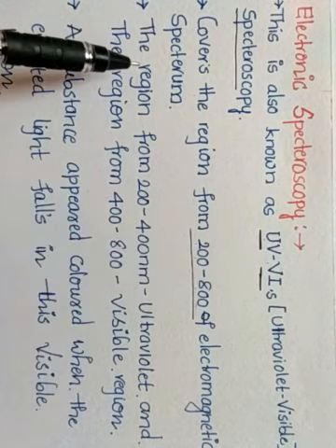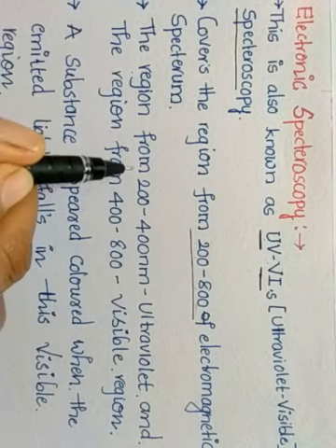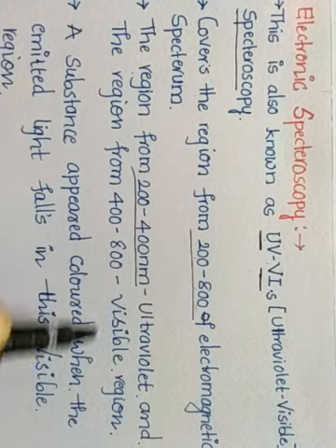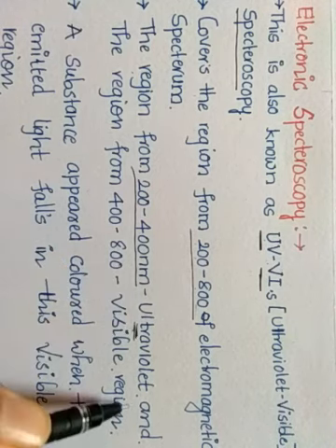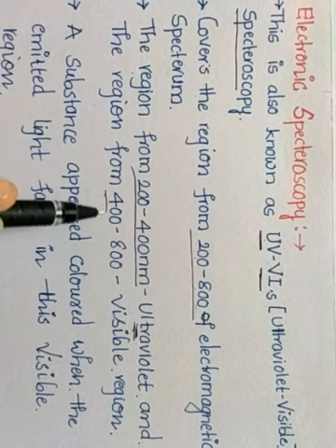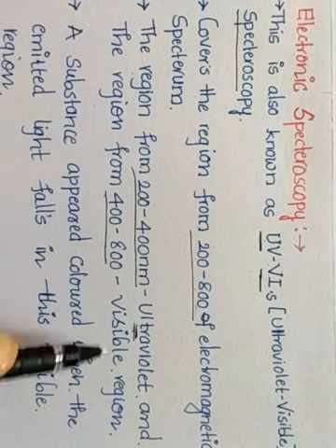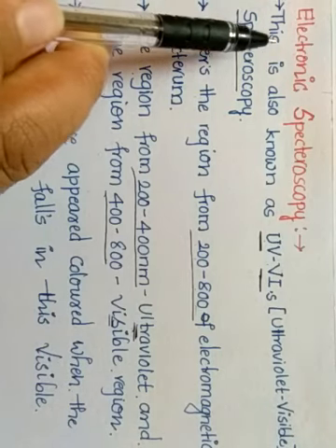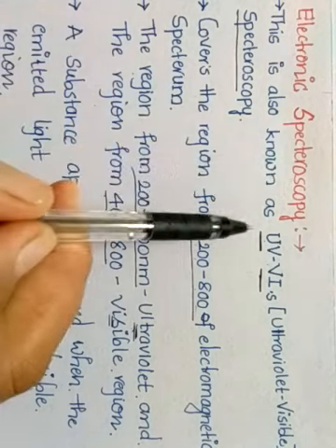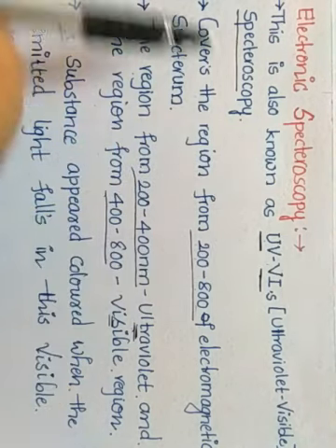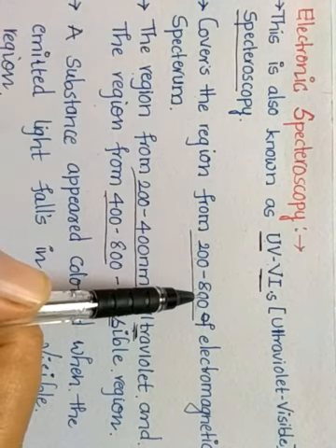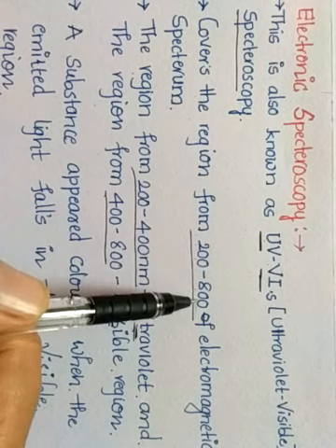We are going to deal with the region from 200 to 400 nanometer, which belongs to the ultraviolet region, and the region from 400 to 800, which belongs to the visible region. So this electronic spectroscopy is also known as ultraviolet visible spectroscopy, and it covers the region from 200 to 800 of the electromagnetic spectrum.